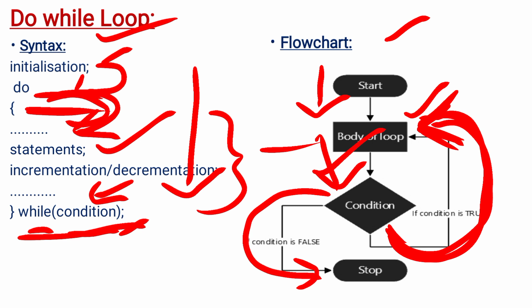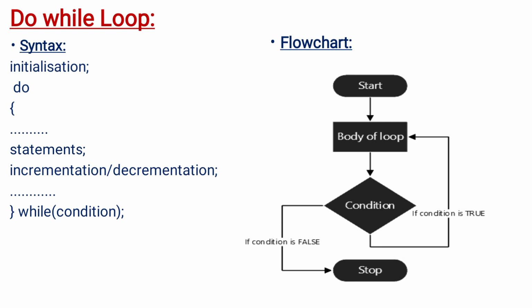But here we have to remember one thing: without involving the condition, the statements which are inside the loop will be executed once, means for the first time they will be executed. That is the point we have to remember in do while. Next we will see one example program, one demo program on do while loop.